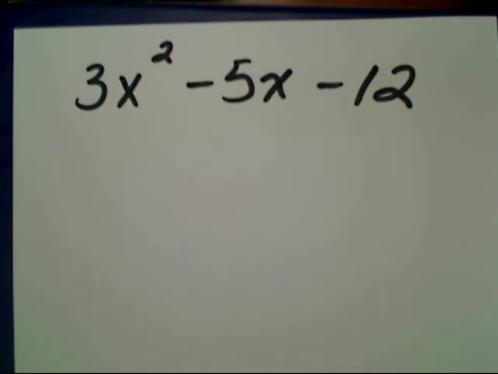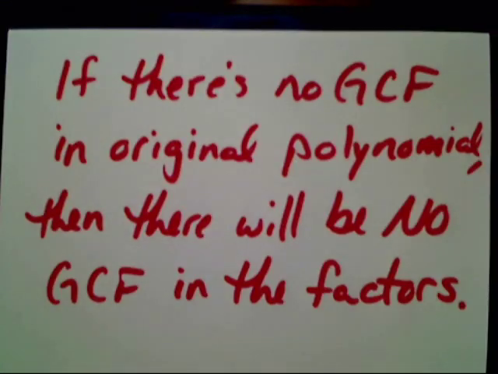Here's a hint. If there's no greatest common factor in the original problem, there won't be a greatest common factor in your factored form. Maybe I should write that down. Here we go. If there's no greatest common factor in the original polynomial, whether it's a trinomial, binomial, or something bigger, then there will be no greatest common factor in any of the factors when you're in factored form. So the little binomials will not have a greatest common factor in them.